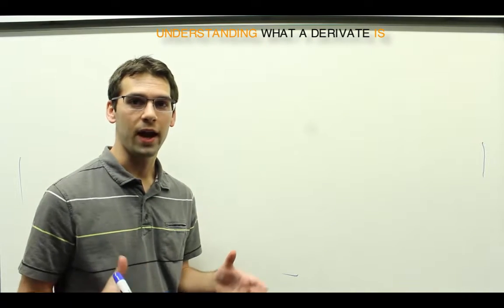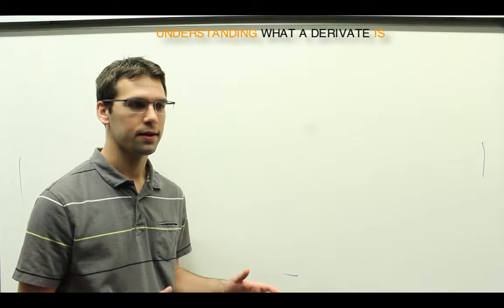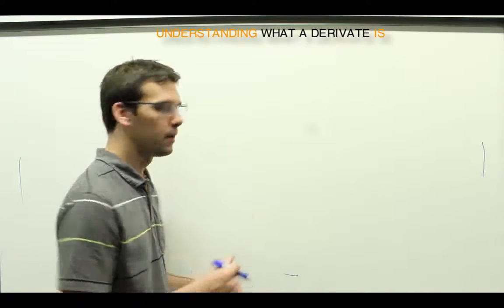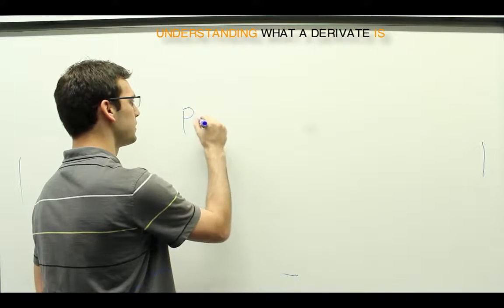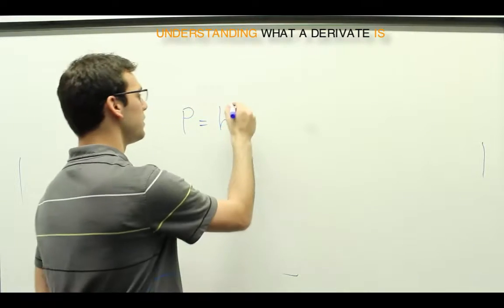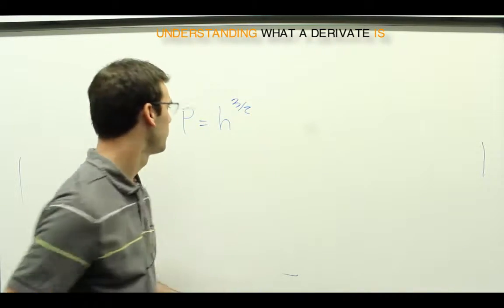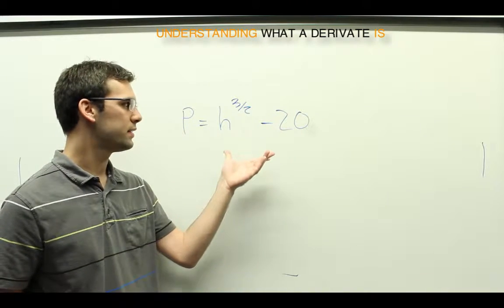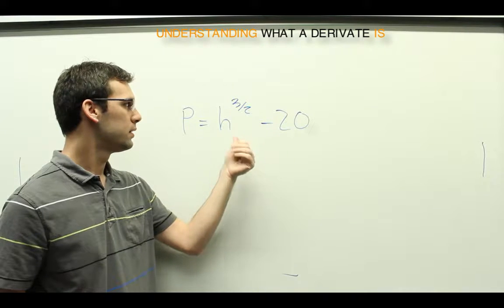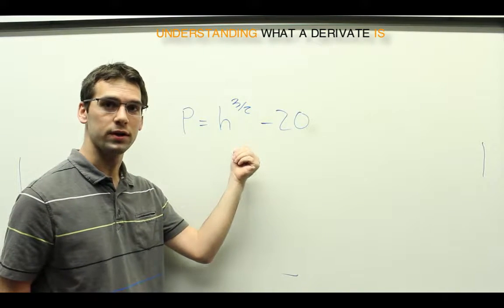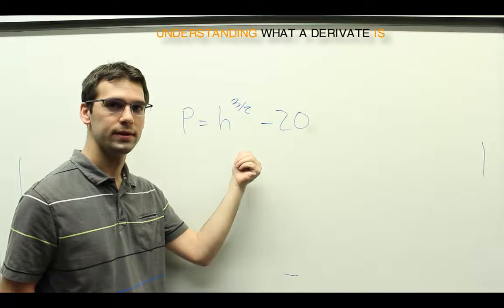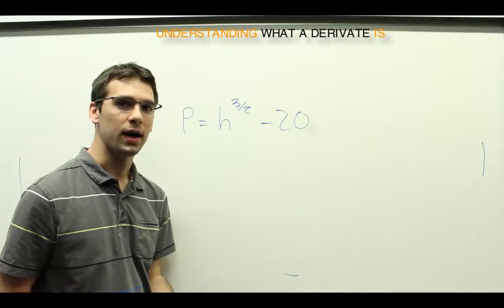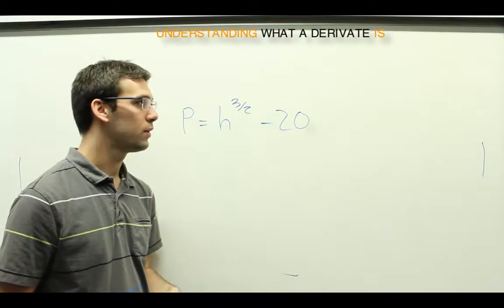Now suppose we have an alternative project that we can take as opposed to our hourly job, and this project pays equal to h to the 3 halves, and we might even say minus 20. Then this is a project that is going to give us increasing returns the more hours we spend on it. And it's also got this initial setup cost.